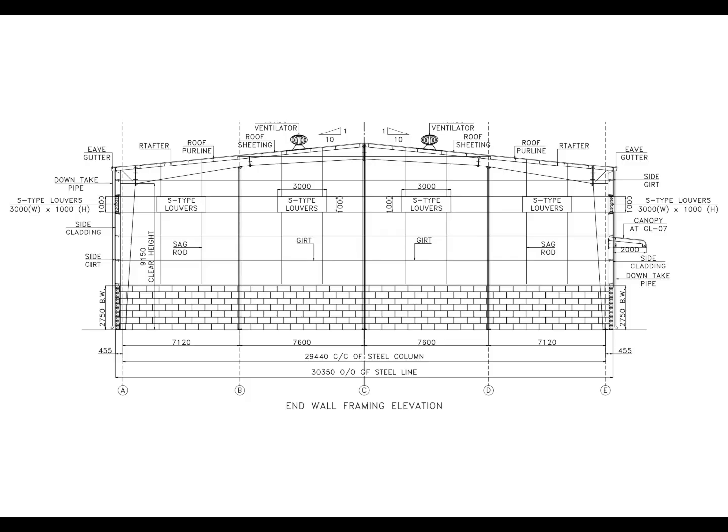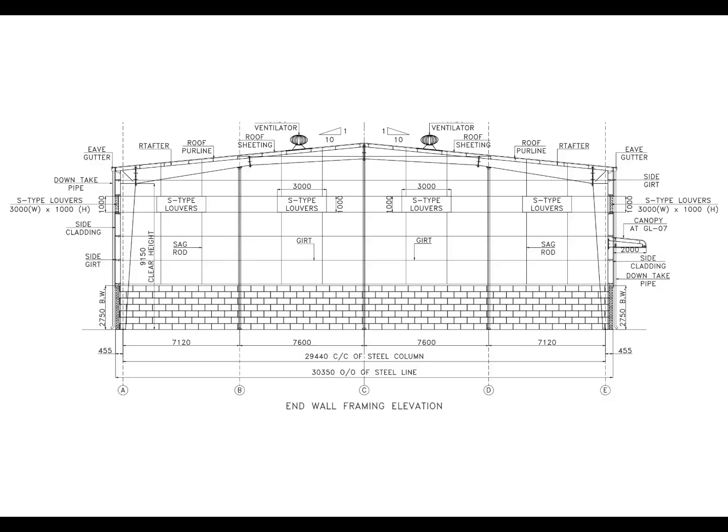Look carefully at the wall framing area. On the left side of the elevation, the drawing specifically shows the label sag rod inside the wall framing zone. A similar sag rod indication is also shown on the right side. So, the drawing itself confirms that sag rods are provided within these framing areas of the end wall.